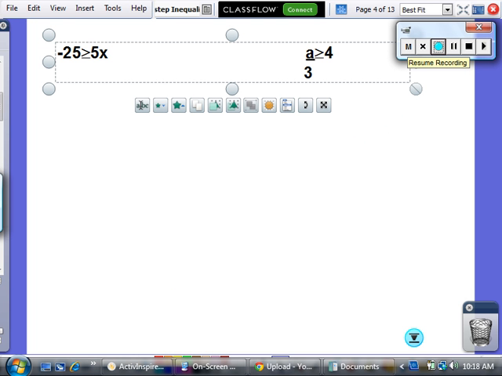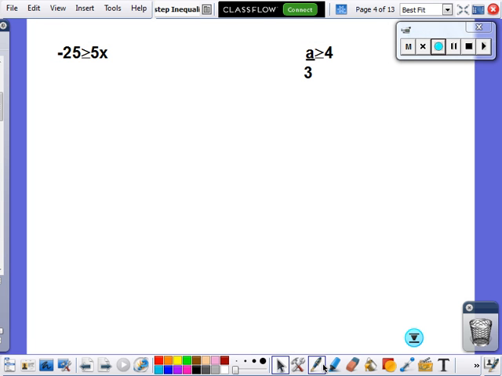Let's look at these two. The only reason I like to work this problem here, this first one, is number one, the variable is on the wrong side. And number 2, I got a negative answer. When do I flip that inequality symbol? When I get a negative answer? No. When I multiply or divide by a negative. And I divided by a positive 5.